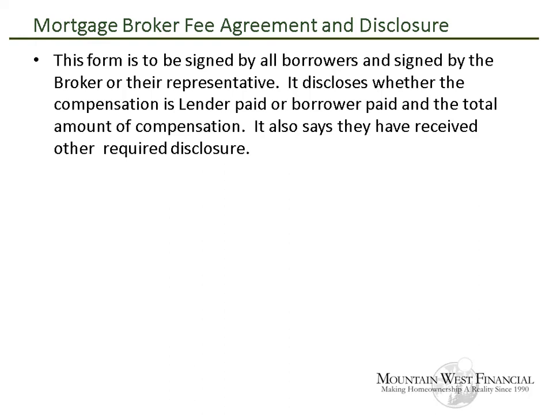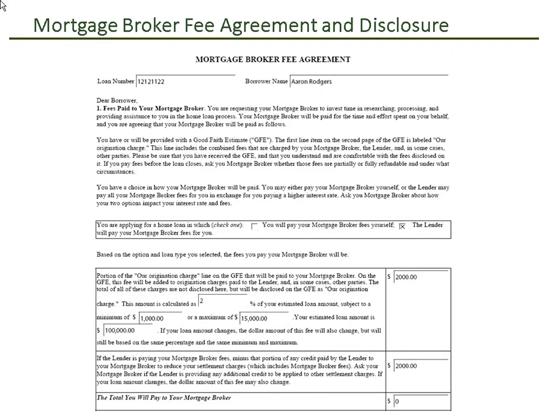The mortgage broker fee agreement is filled out. This form is to be signed by the borrowers and signed by the broker or their representative. It discloses whether the compensation is lender paid or borrower paid and the total amount of compensation. It also says that they've received the other required disclosures. So basically, again, this is interactive on our website: loan number, borrower's name.